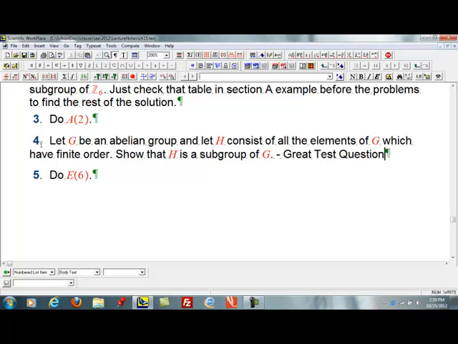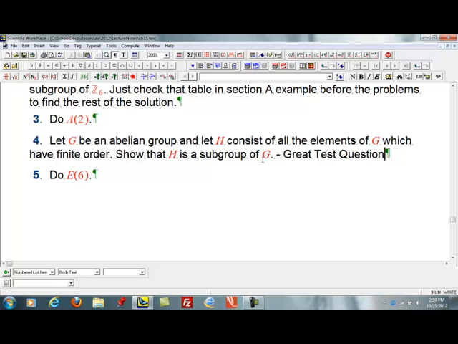This right here. It says number 4 on it. So show that H is a subgroup of G. It's a great test question. It's really not that hard to do. It's about 3 or 4 lines. How do you show that something is a subgroup? You guys remember that part? Close under inverses and close under the operation.